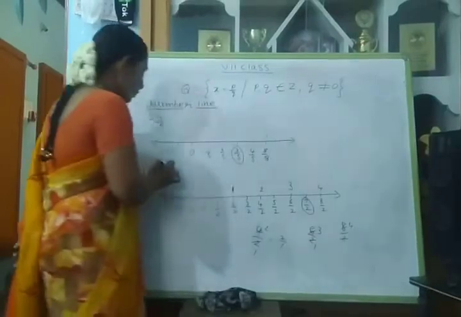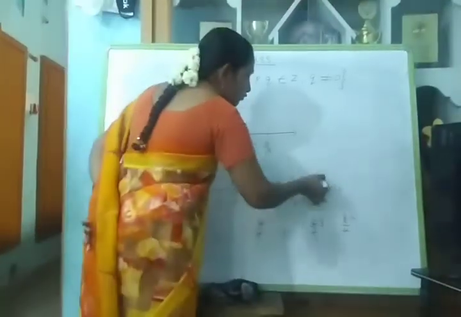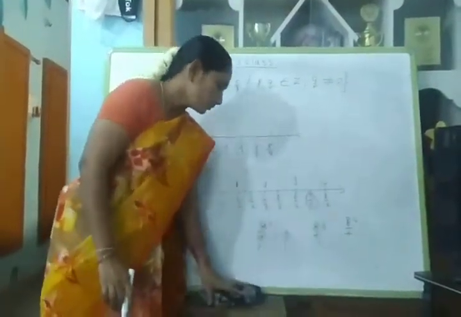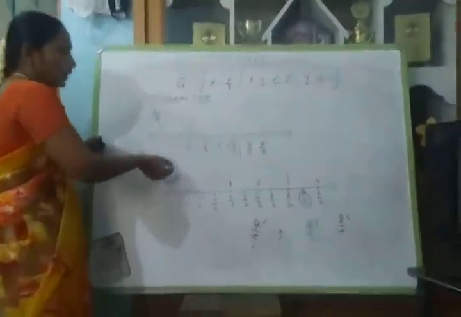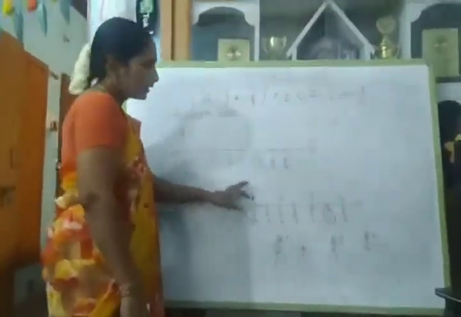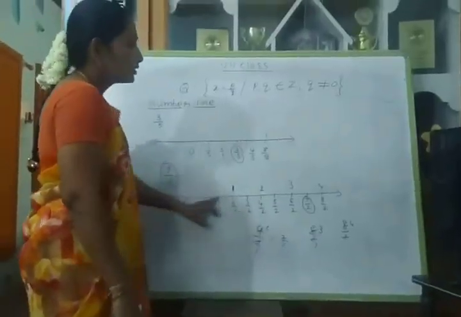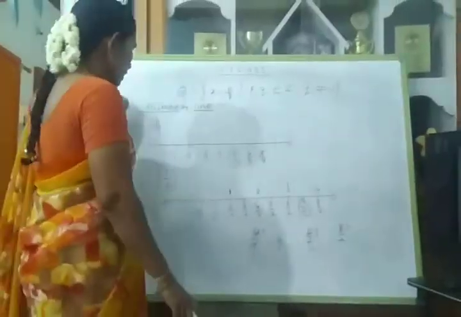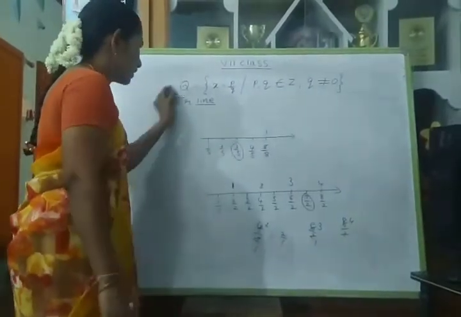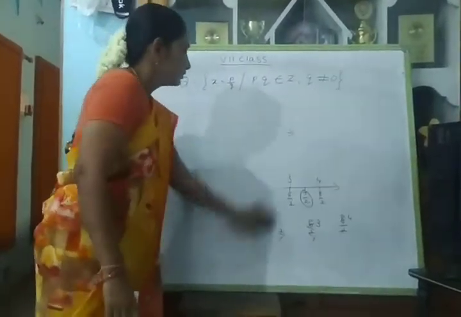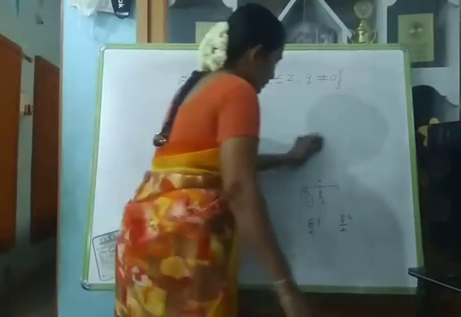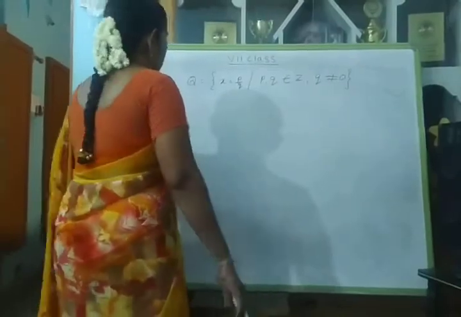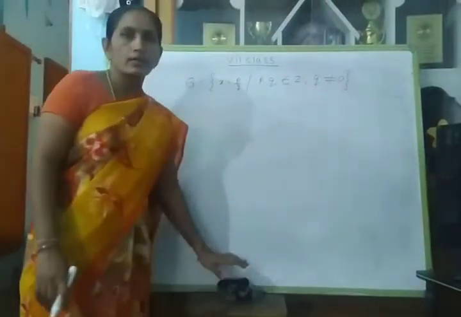So 7 by 2 lies between 3 and 4. Like this you can represent, or you can convert into decimal. You will get which two rational numbers that rational number lies between. So like this you have to represent rational numbers on the number line. Next we have to discuss comparison of rational numbers. So next class we will discuss comparison of rational numbers.